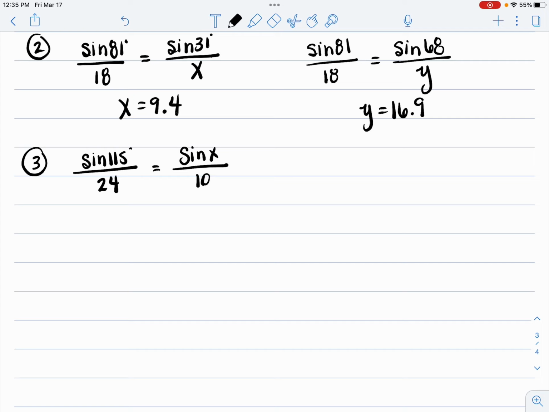My calculator's being wonky, sorry. Just a 24. So let me plug that back in, sorry. 115, and then divide by 24. There we go.